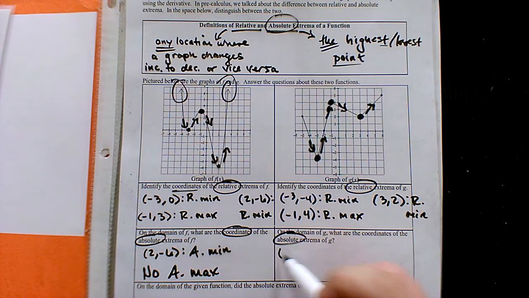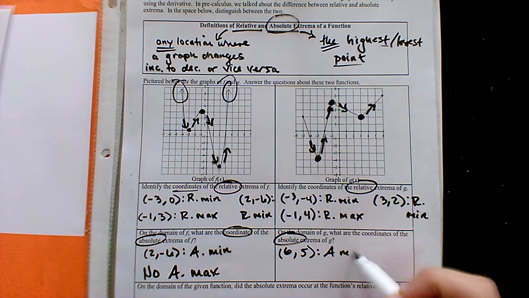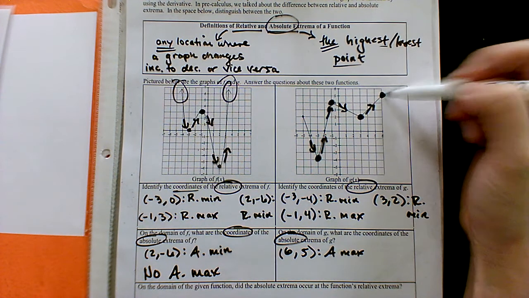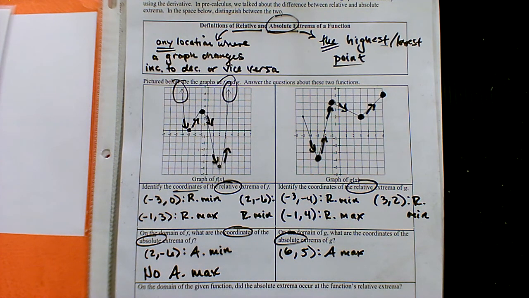Go ahead, Anuj. Is 6, 5 the absolute max? There we go. The highest point that this graph reaches.